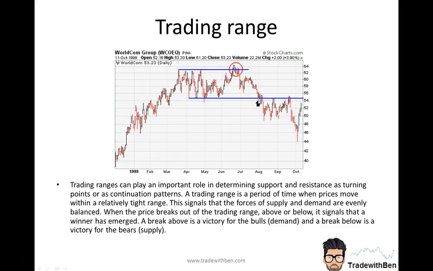So this is a good example actually to see, because after an extended advance from 27 to 64 over here, it entered into a trading range between 55 and 63. So this is the trading range over here for about 5 months. See that? 5 months over here.